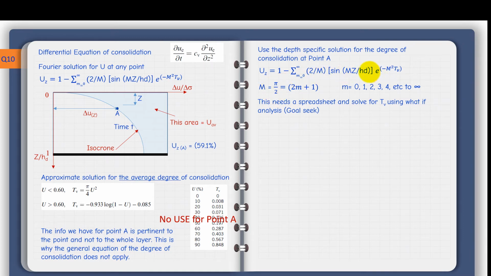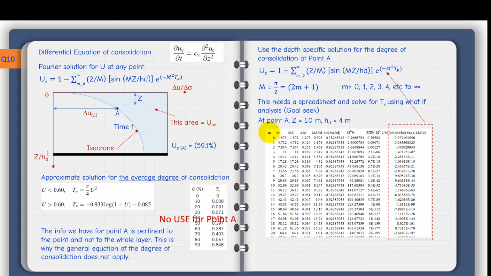We have M, just defined it. Z is the depth of the point in hand. That's the depth at this point A. Hd is the drainage length. We have it 4 meters. And Tv is the thing we are after. So basically, it's a complicated equation. We can solve it using goal-seek in something like Excel.